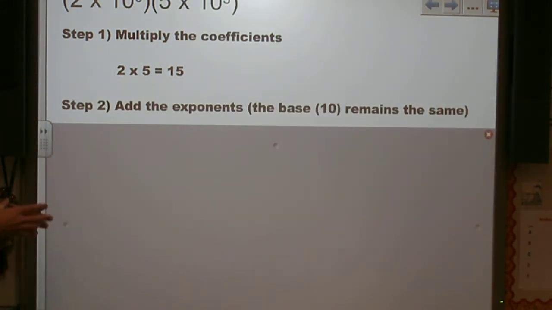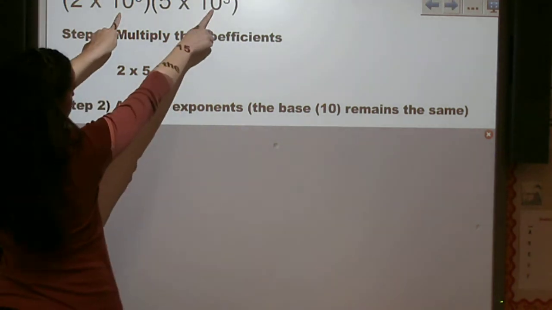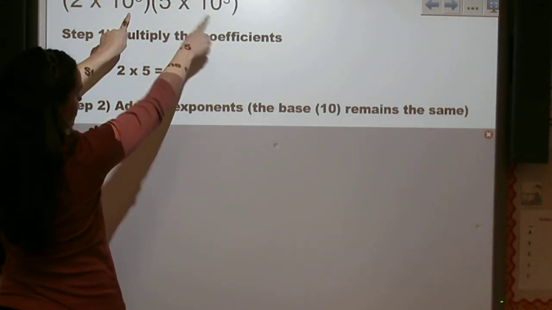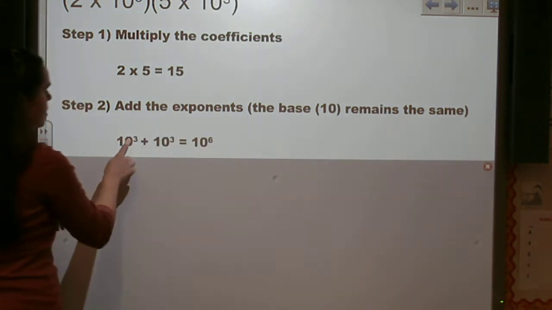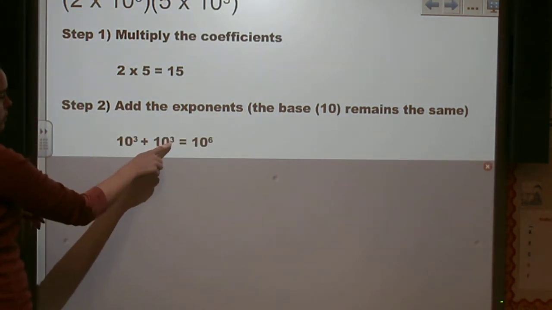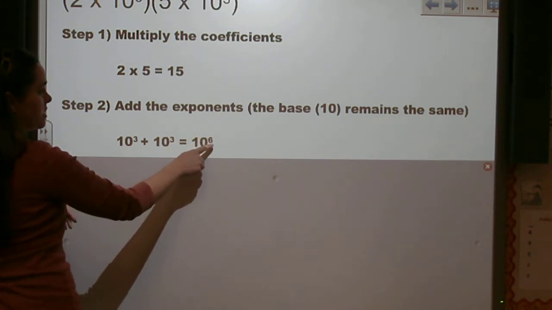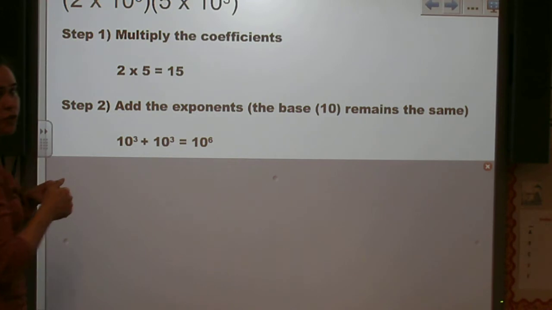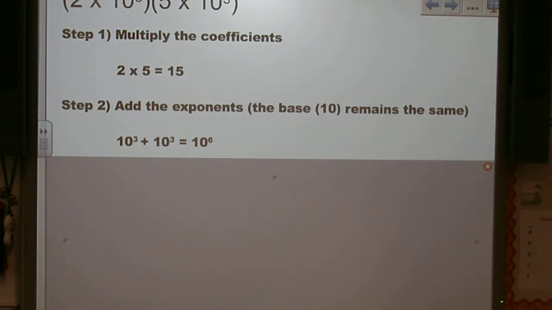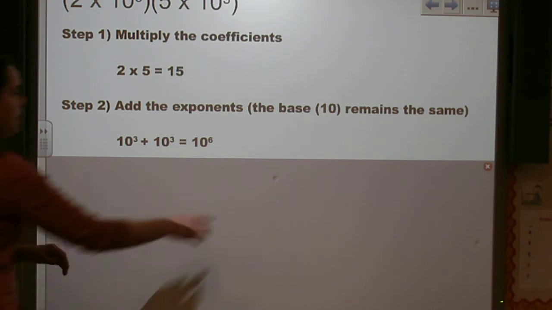The second thing you want to do is to add the exponents. Remember that the base remains the same. In this case, of course, with scientific notation, your base is always 10. So you're going to add the exponents. So 10 to the third power times 10 to the third power is equal to 10 to the sixth power. The base stayed the same. I added my exponents because that's the rule for multiplying with the same base.